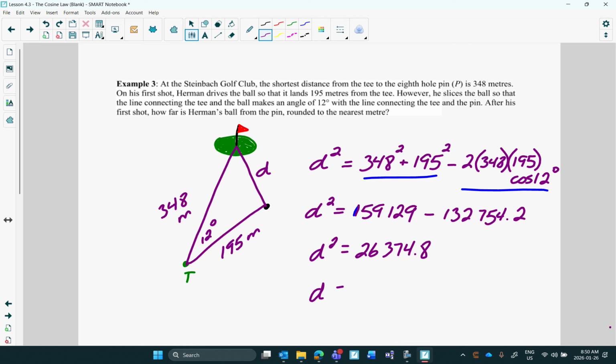And then to find D, you can just take the square root of both sides. And it should work out. We said nearest meter. 162 meters.